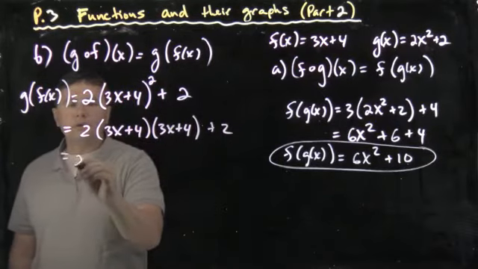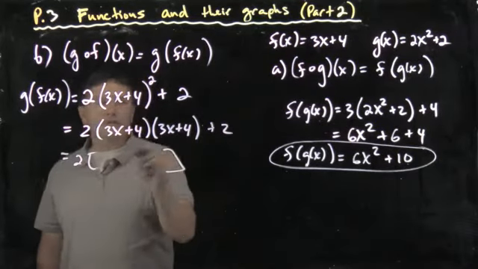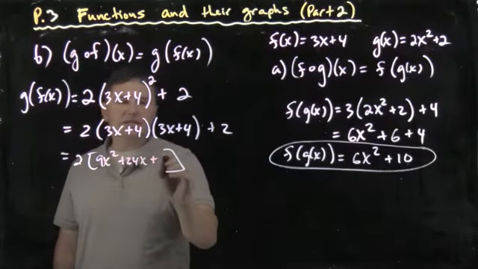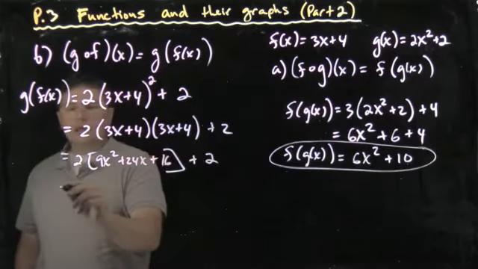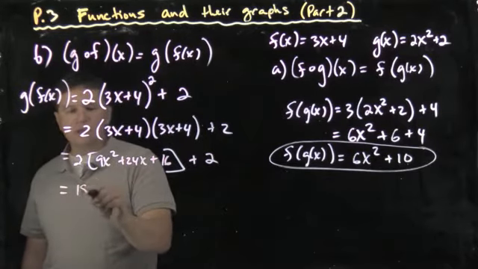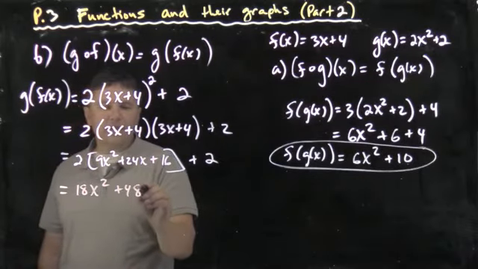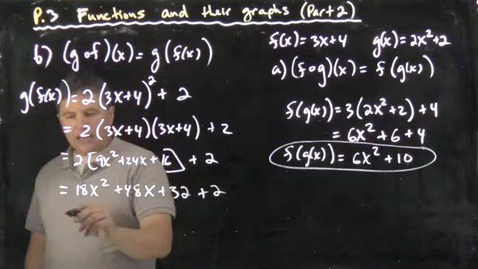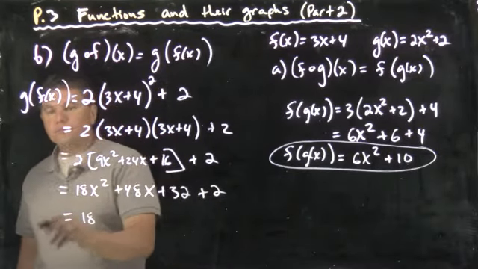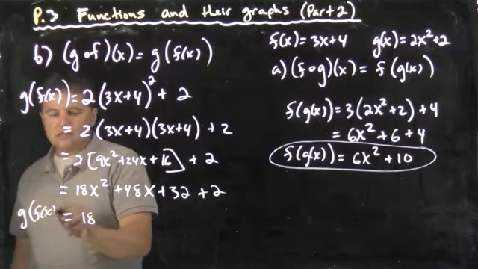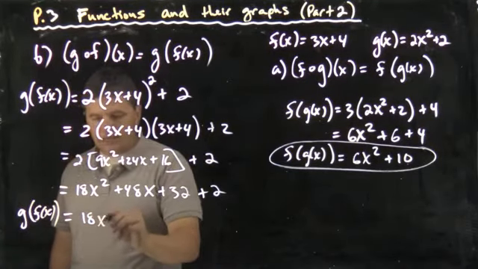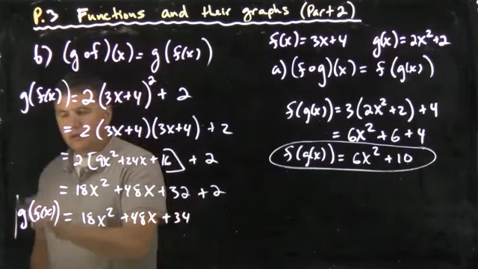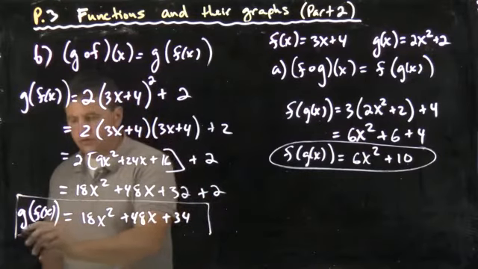Okay, a little bit of algebra. All right, let's see, that's 9x squared plus 24x plus 16 plus 2. Almost there. Got to distribute this, so that'll be 18x squared plus 48x plus 32 plus 2. And that gives us our simplified version of this. So g of f of x is equal to 18x squared plus 48x plus 34. And there you go. So those are composite functions.